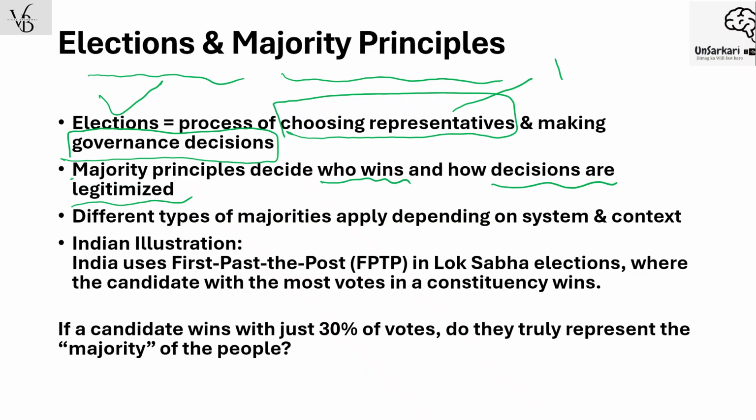So different types of majority apply depending upon the system and context. Let's see in context of India. India uses the first past the post system, FPTP, in Lok Sabha elections, where the candidate with the most votes in a constituency wins. Whatever is the number, that is not a botheration. It is 10%, 20%, 30%, 40%, even by one vote. If you are a winner, then you are seen as a winner. It is not seen in terms of margin. If you are a winner, you are a winner.